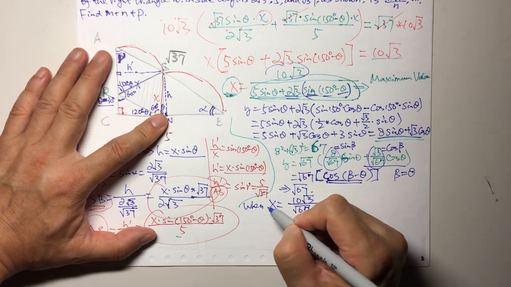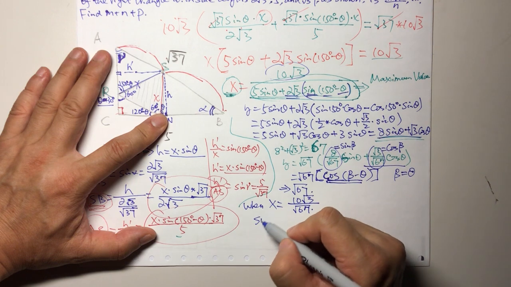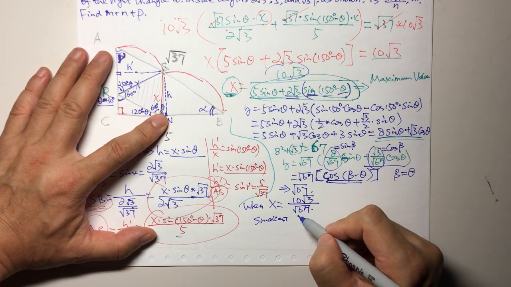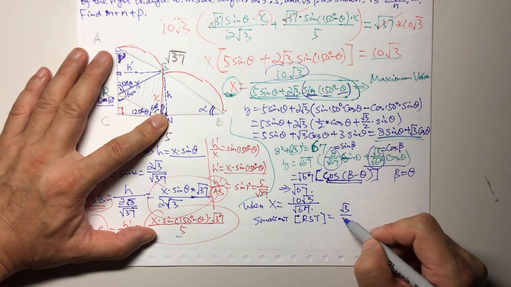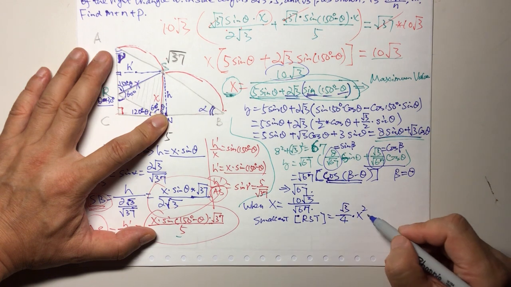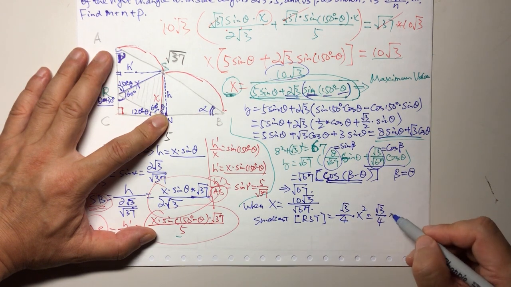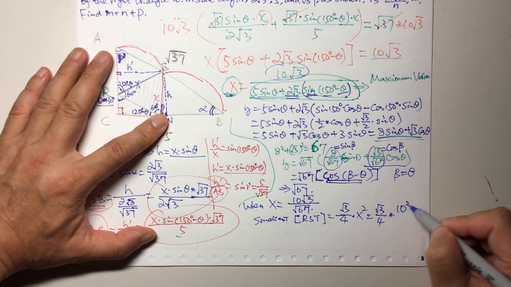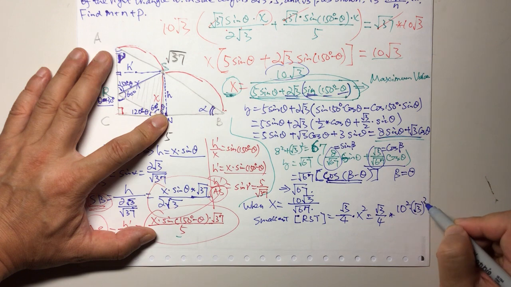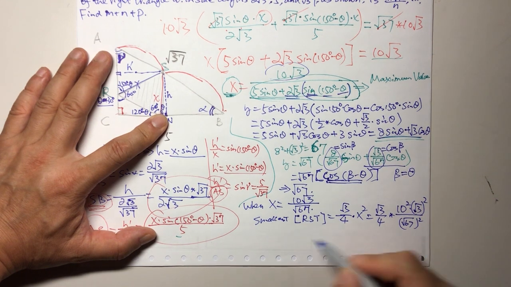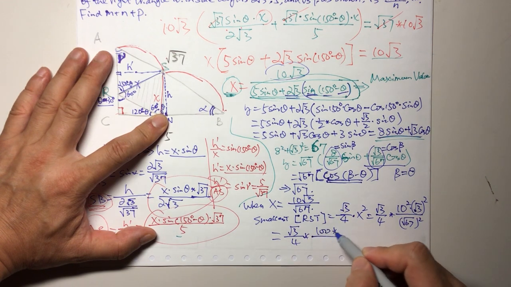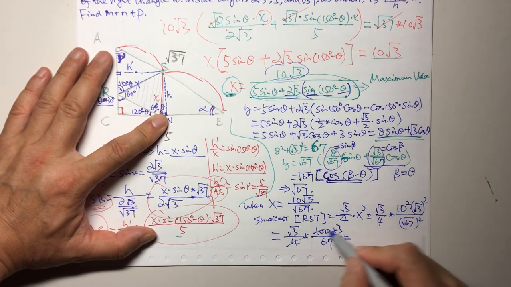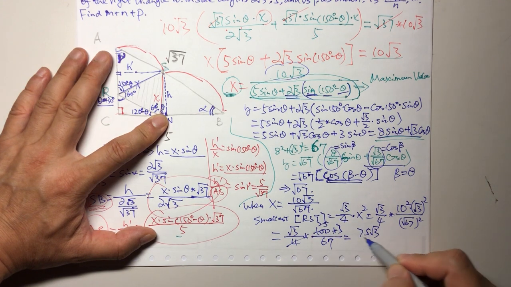When x equals this one, we get the smallest area for triangle RST. So it equals square root of 3 over 4 times x squared, right? 10 squared times square root of 3 squared, over square root of 67 squared. So it is square root of 3 over 4 times 100 times 3 over 67. How much is that? That's 25, so 75 square root of 3 over 67.